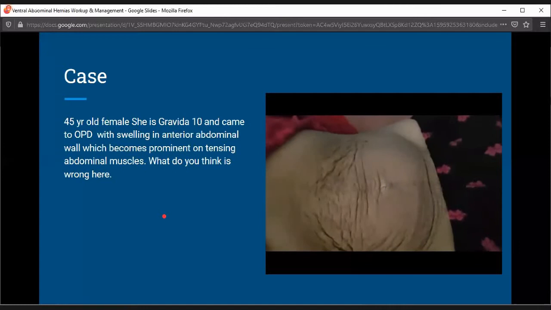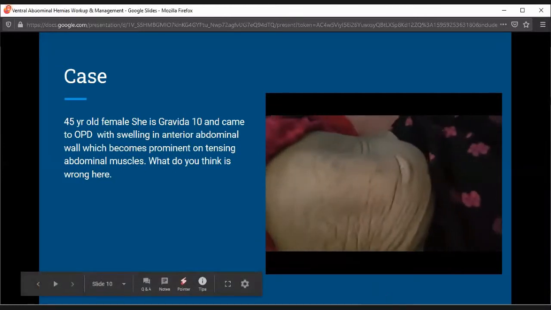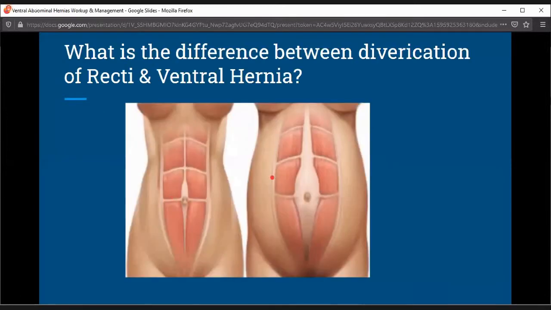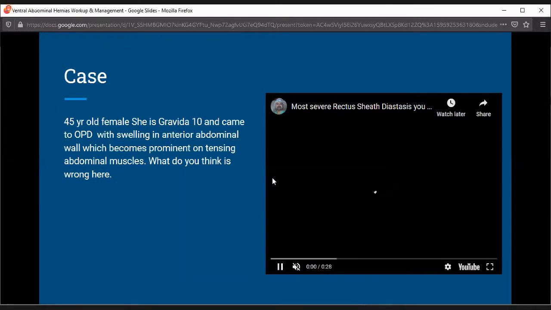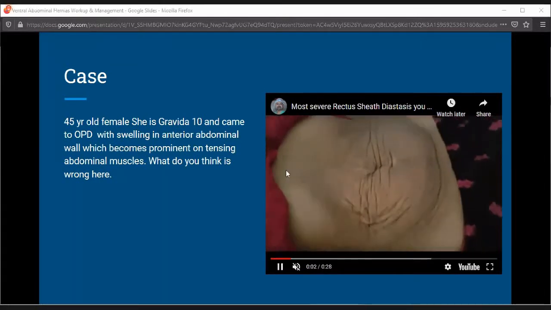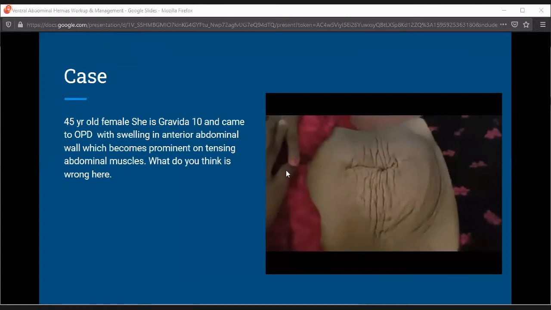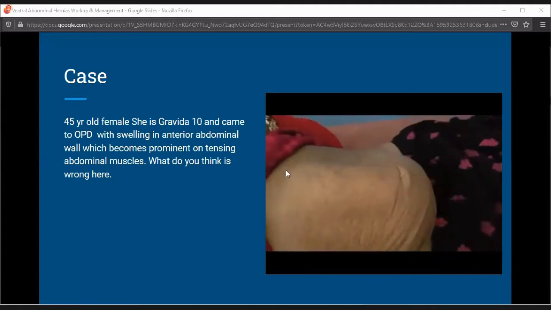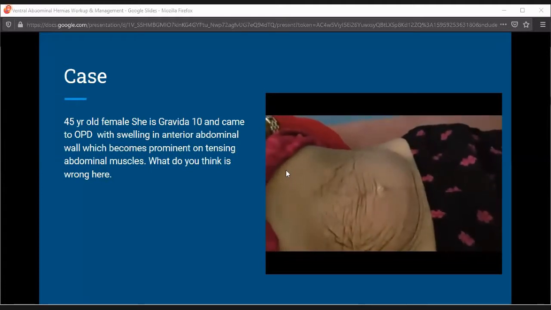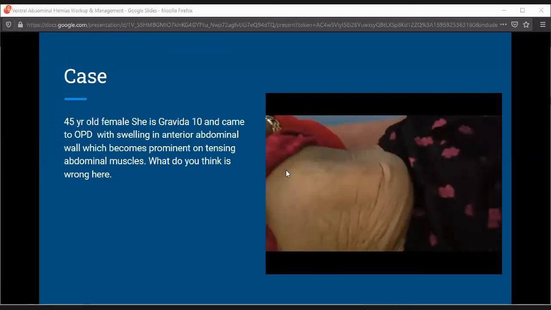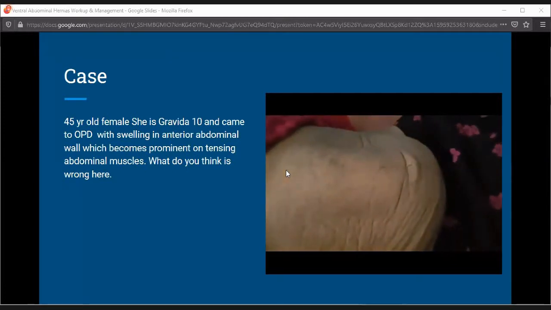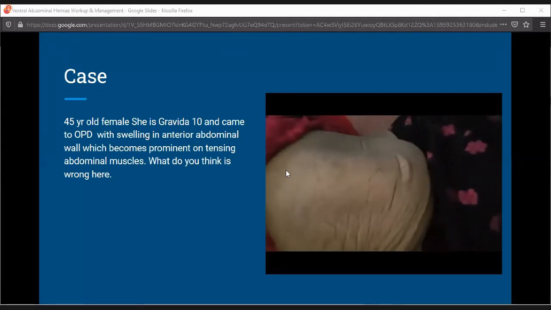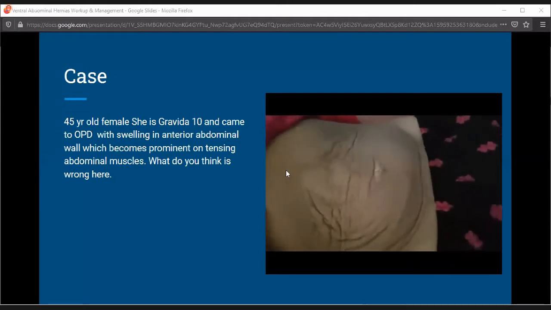What do you think is wrong with her? I've already let you guys in on the answer though. So I'm going to ask you guys, what do you think is wrong with her? This is another case. Can you guys tell me what's wrong here? It's in the center. Is it an umbilical hernia? Is it a paraumbilical hernia? Is it an epigastric hernia? Or is it something else?